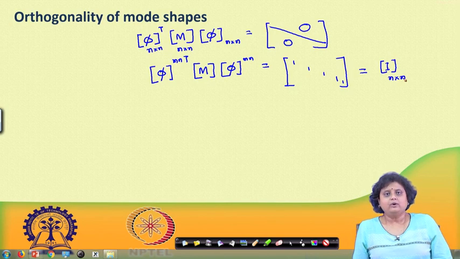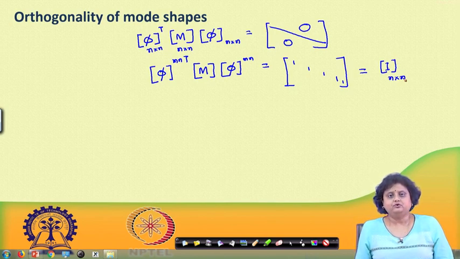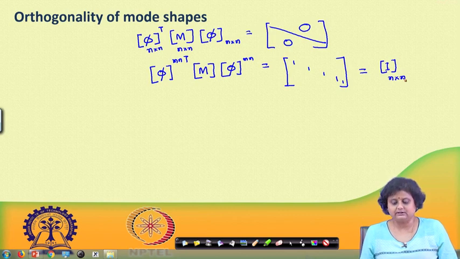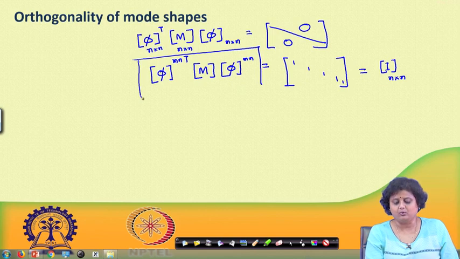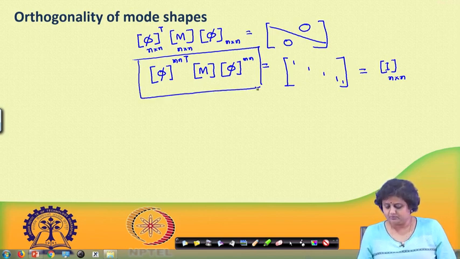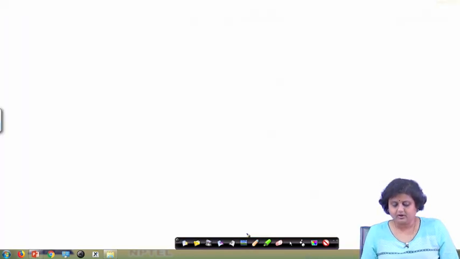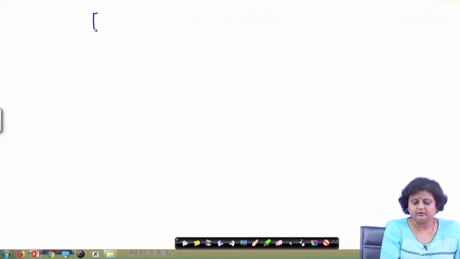Right. So, what we are going to do today is to prove the orthogonality of the mode shapes. We are going to prove that for any linear vibratory system, the mode shapes are always going to be orthogonal to each other, or this expression is going to hold. So, let us move into the derivation. Let us start with the equation of motion.